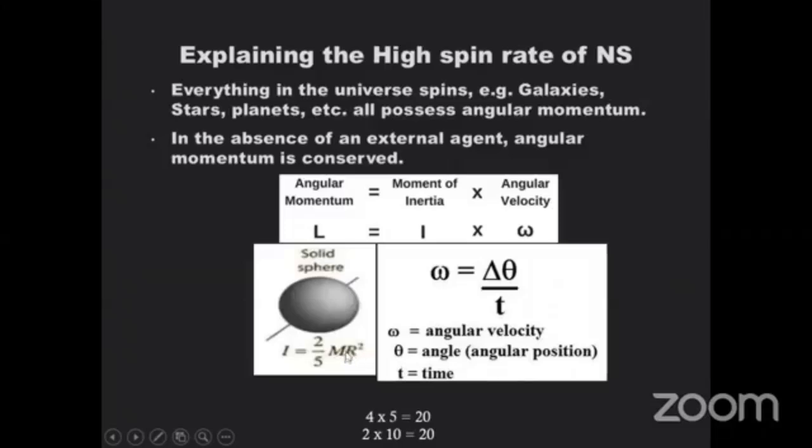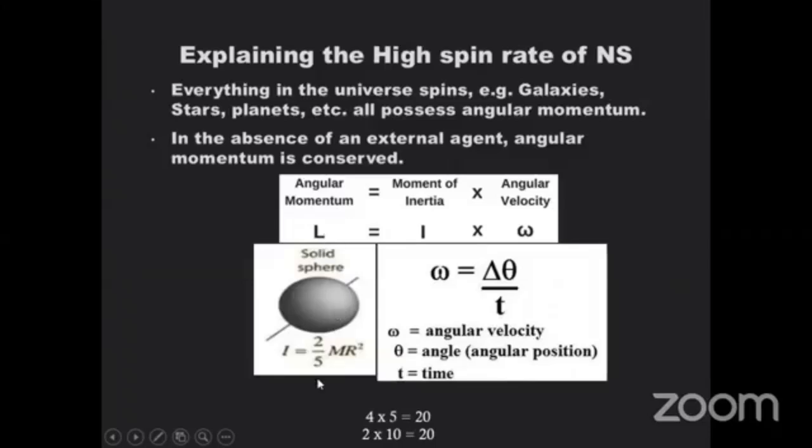So imagine that you have the same mass and the size of the sphere increases. Because the radius has increased, the moment of inertia has increased. So here is the point: the moment of inertia times the angular velocity will give a constant.